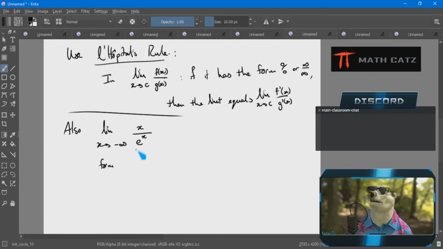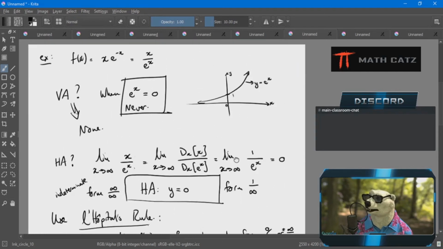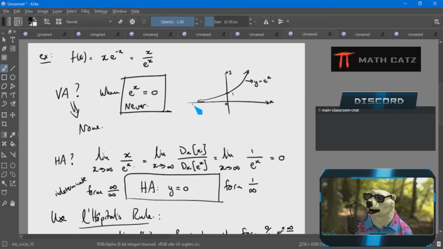What is the form in this case? Well, the top is an infinity. I don't care which one, positive or negative. It's an infinity for x, right? What about the bottom? I read it off my graph. It's a basic function. When x goes far to the left, e to the x goes to 0.